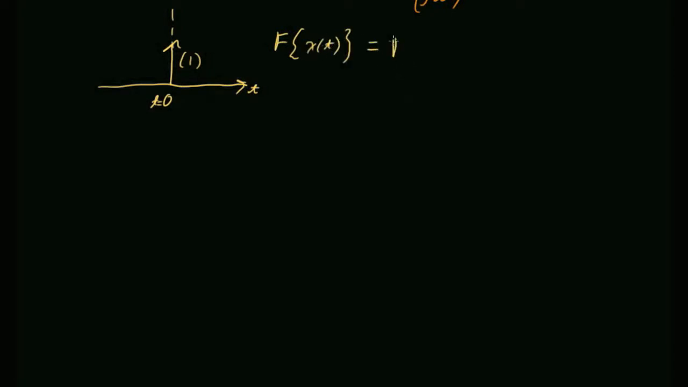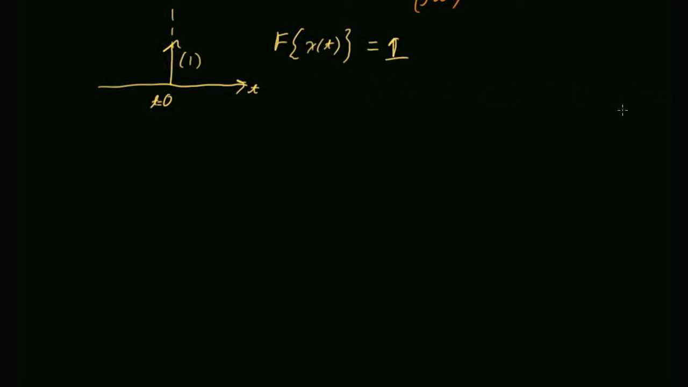So there's two things. You've got an impulse, right? So here's your impulse with area 1 located at t equals 0. If you take the Fourier transform of that, so the Fourier transform of x of t, what do you get? 1. It's just a constant.